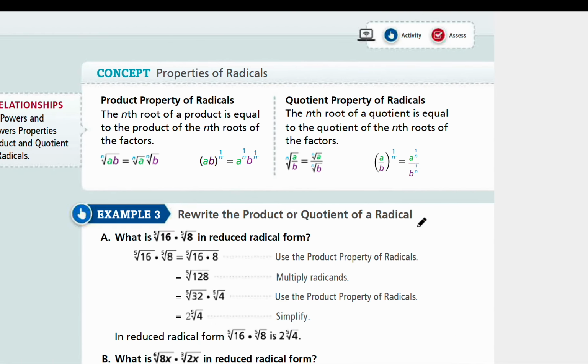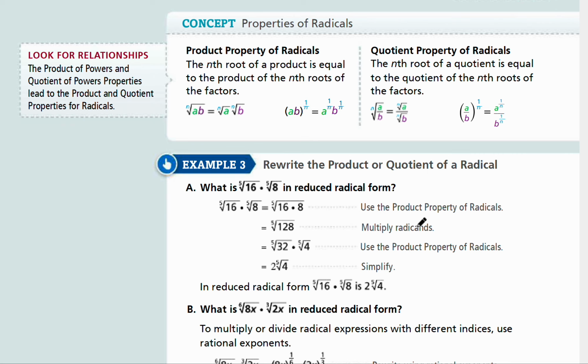Okay, let's look at example 3. Let's look at this concept first. So properties of radicals. The product property of radicals says that the nth root of product is equal to the product of nth roots of the factors. So this is equal to that. And you can write it as a rational exponents like this.